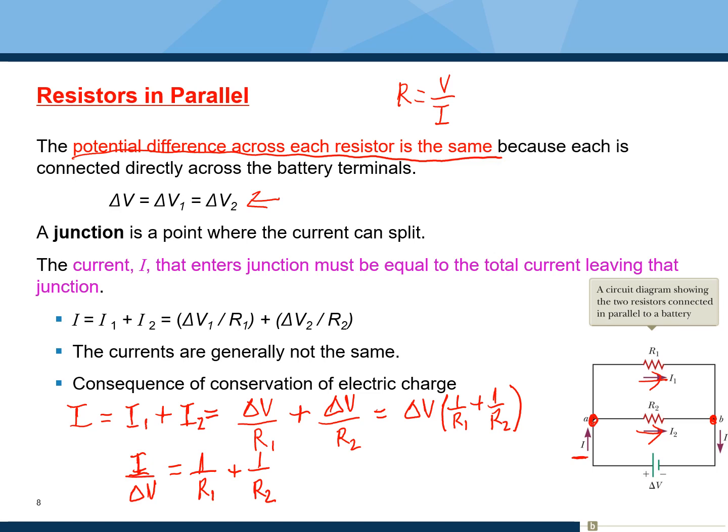Notice delta V is the same across the two resistors. However, I'm sorry, not capacitors, but resistors. Delta V is the same across the two resistors. However, the total current is in fact the sum of the currents, and so we can actually say that the total current divided by the total voltage should actually be equal to the reciprocal of the equivalent resistance. So we say that 1 over Req is equal to 1 over R1 plus 1 over R2, and that gives us the essential idea that resistors combined in parallel are indeed to be added reciprocally. Okay?